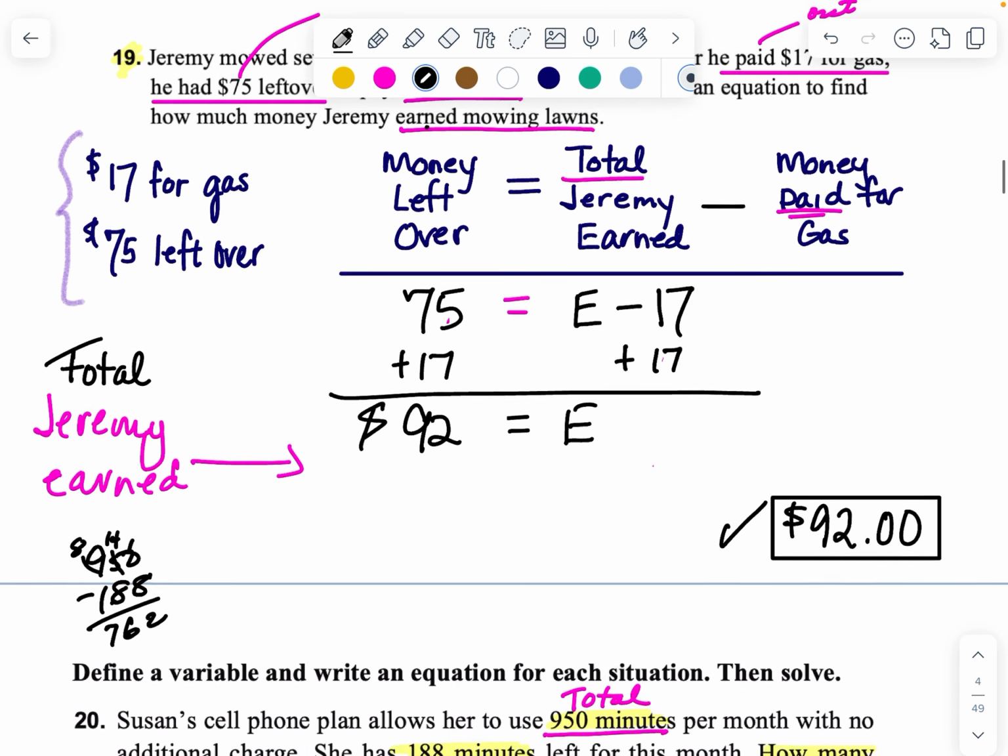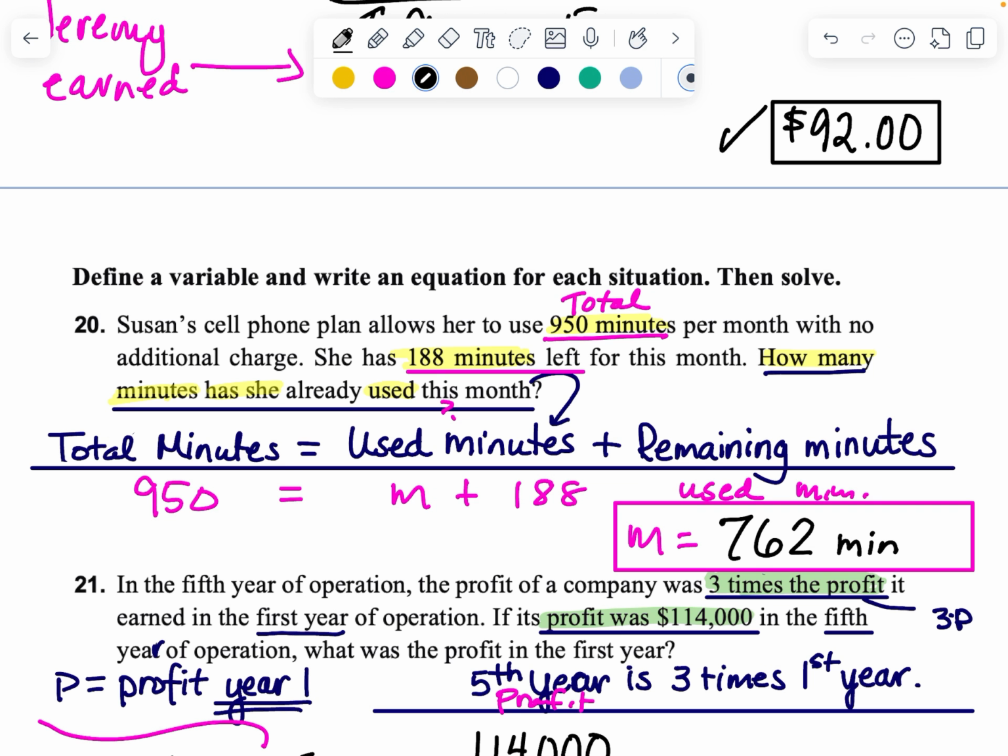And these are not difficult equations. You just pretty much have to think about, well, what's the total here that I have? You have 950 minutes. You have used minutes. It says she has 188 minutes left for this month. How many minutes has she already used when she's given a total of 950 minutes? So here's the equation. And then, of course, once you get it set up, all you have to do is subtract 188 from both sides, and that'll give you 762 minutes.